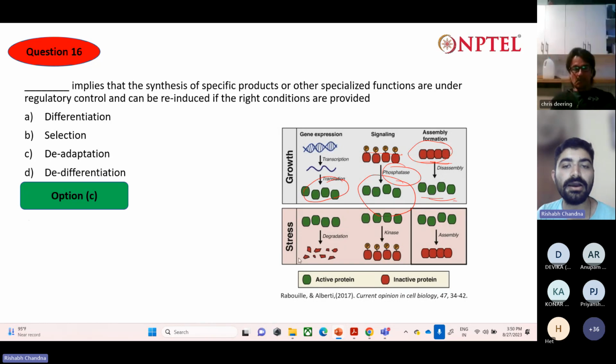And after the stress is removed, the normal thing alone is increased, that is the growth phase alone is increased, and again the original process that is happening inside the cell is taken over.